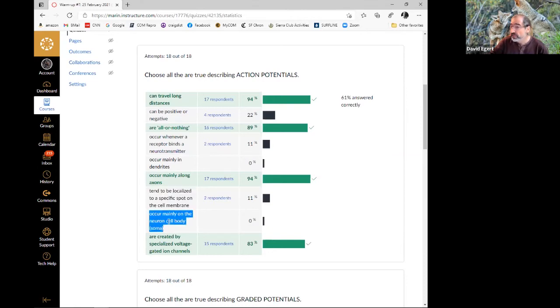Mainly on the cell body, nope. Mainly on the axon. And created by special voltage-gated ion channels. Obviously, we spent a lot of time talking about the voltage-gated sodium channels that open fast and then inactivate, and the voltage-gated potassium channels that open slowly and close slowly, and how together those create that classic looking action potential spike.